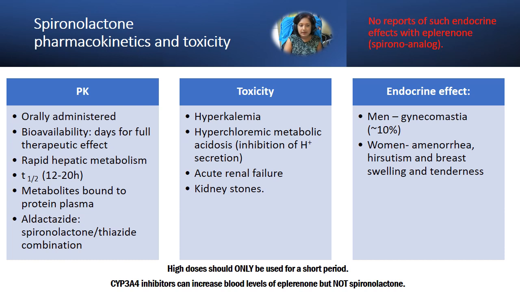These inhibitors include drugs like erythromycin and diltiazem. Grapefruit juice inhibits cytochrome 3A4. So one of the warnings to place on potassium-sparing diuretics is for patients to reduce grapefruit juice use, since it can increase the levels of eplerenone in patients. Other negative endocrine effects would include gynecomastia in men, amenorrhea in women, hirsutism, and breast swelling and tenderness. There is no report of such endocrine effects with eplerenone compared to spironolactone, which is its analog.